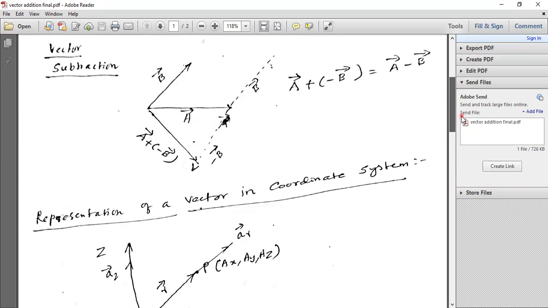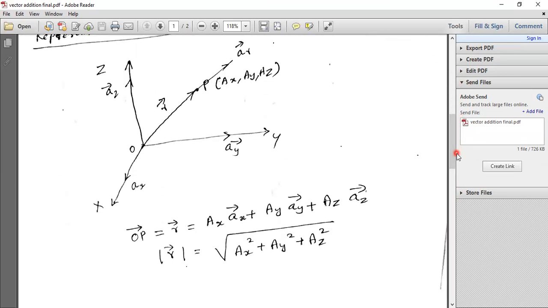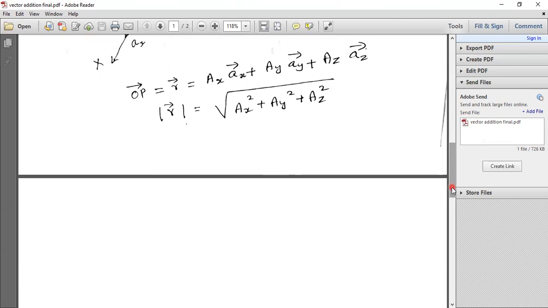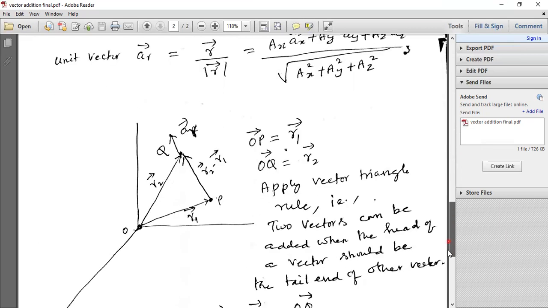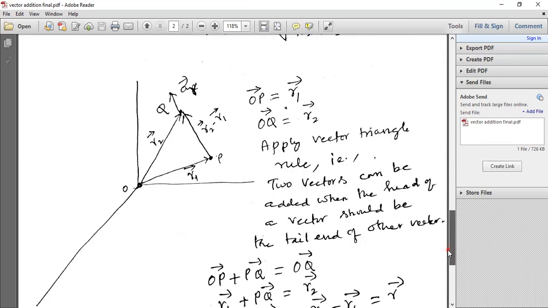So this is the vector addition rule and how it is applied to calculation of the distance vector in vector calculus. So any point in Cartesian or cylindrical or spherical coordinate system can be found using this vector addition rule. So thank you.